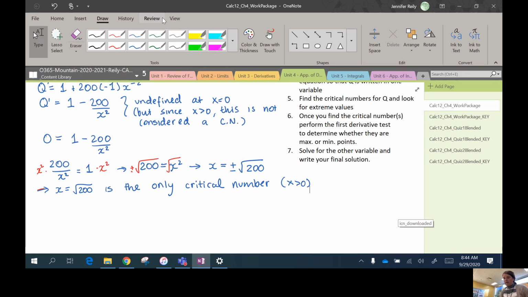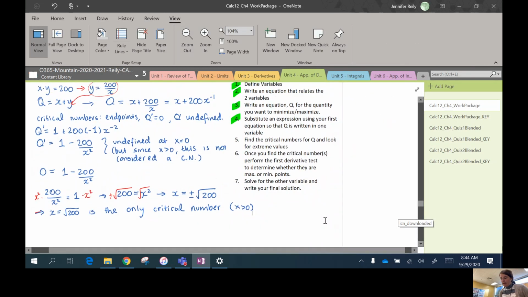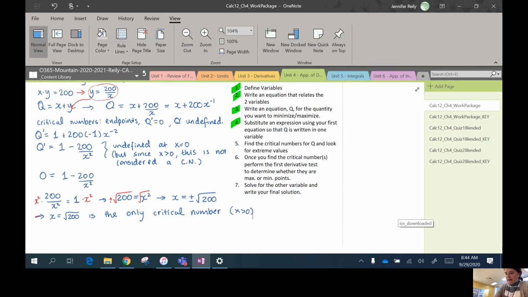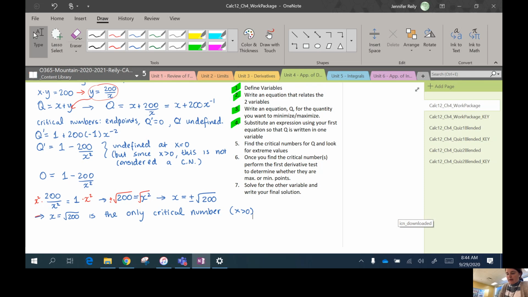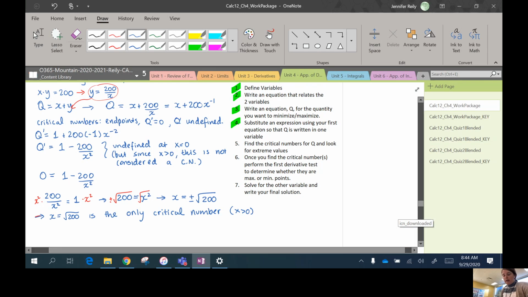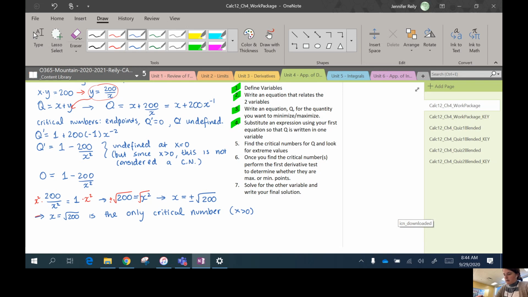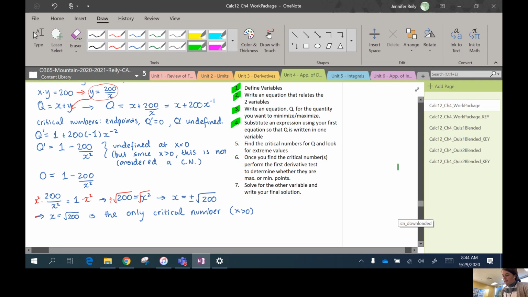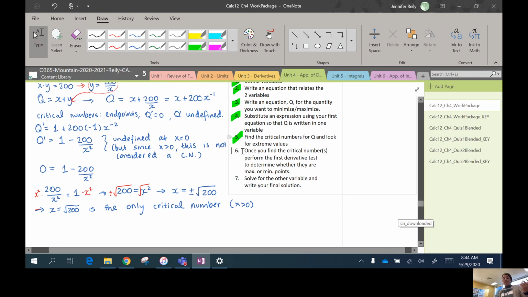Okay, so let's just pause here and review what we've done and check off our next step. We found our quantity function that we want to minimize. We found the critical number. There's only one, because there were two more possibilities, but they were both outside the domain that we're considering. So I found my critical numbers. Now, if you recall back to 4.3, if we want to figure out if those critical numbers are maximums or minimums, we need to do the first derivative test.